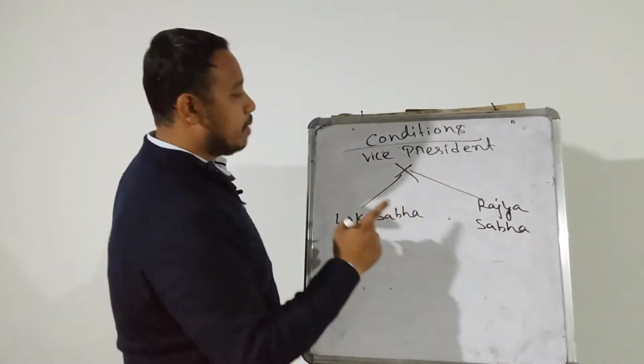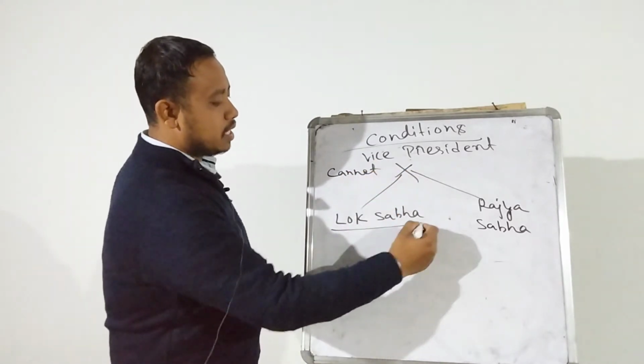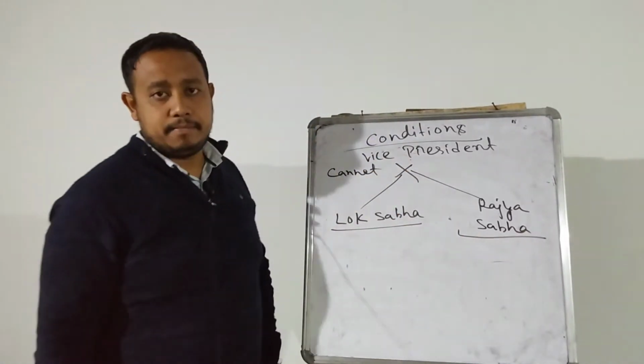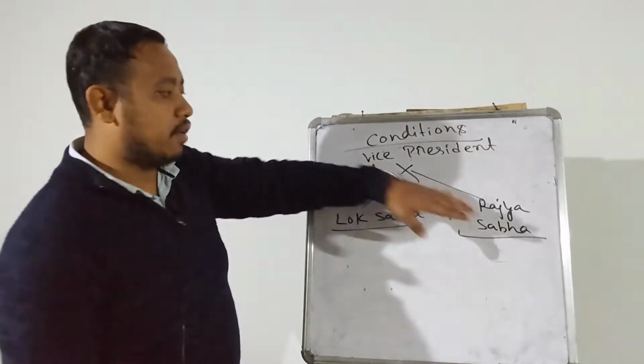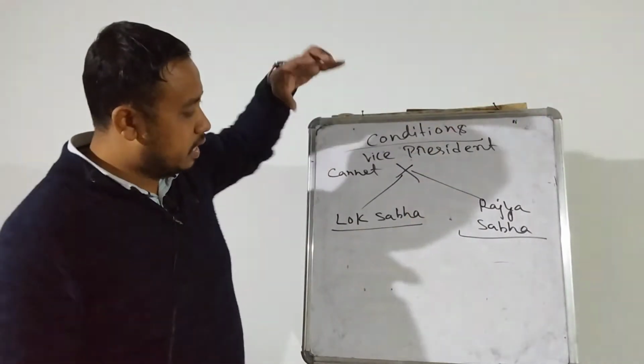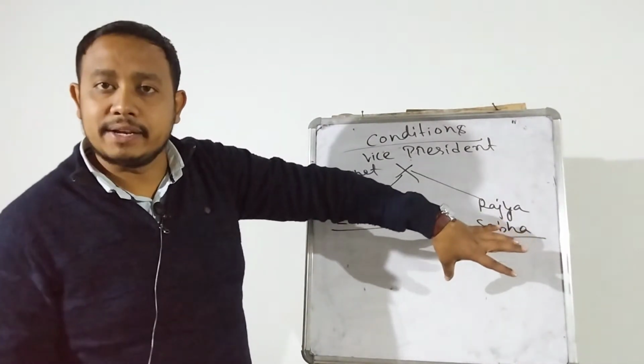So he cannot be a member of Lok Sabha or Rajya Sabha. Lok Sabha is the lower house and Rajya Sabha is the upper house. So he cannot be a member of both houses of the Parliament.